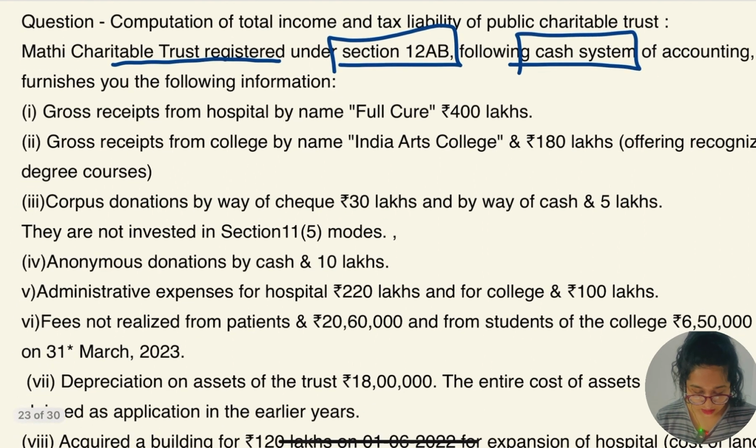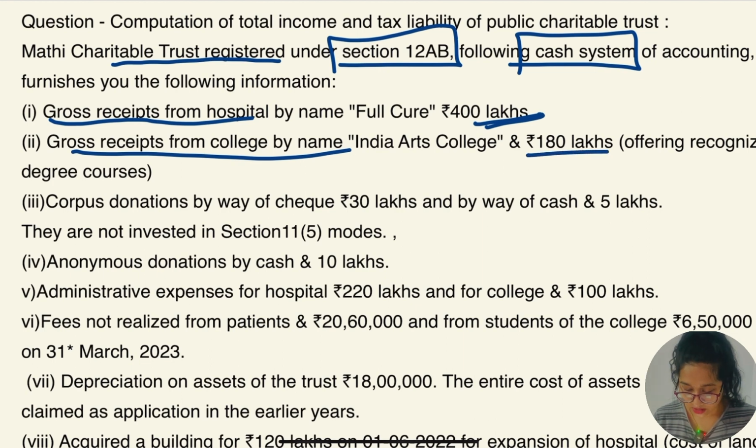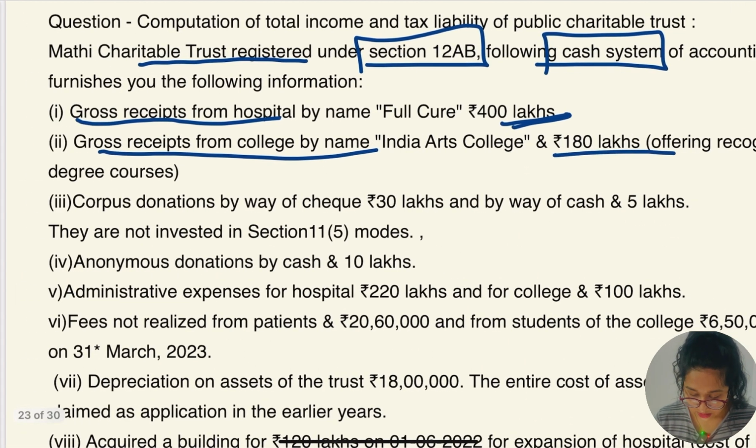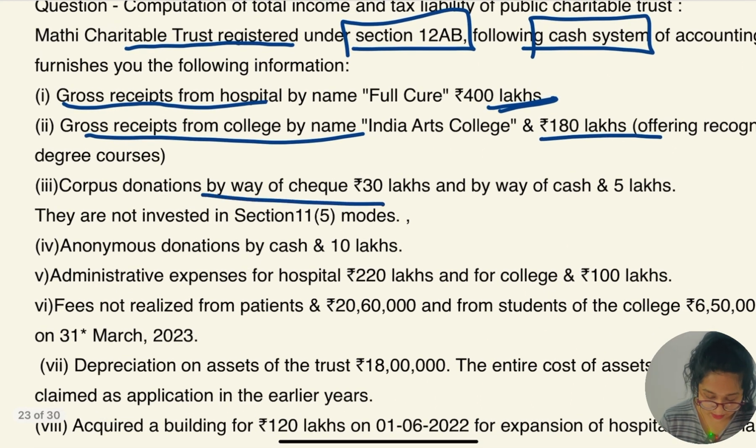Here is the following information, which consists of gross receipt from the hospital by the name of Full Cure, and the gross receipt is 400 lakh. Gross receipt from the college by name India Art College, offering a recognized degree course, is 180 lakh, and the corpus donation by way of check. Please note that here the donations are made in check and cash.